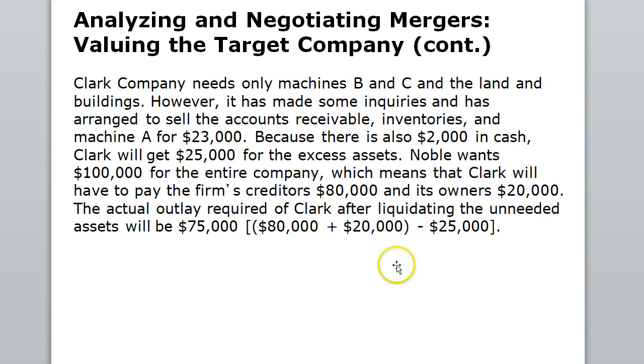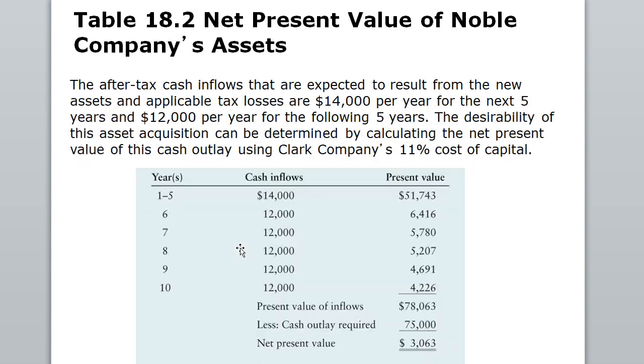And its owners, 20,000. So the actual outlay of Clark after liquidating the unneeded assets will be 75,000, or 80,000 plus the 20,000, $80,000 of liabilities, $20,000 to the owners, minus the $20,000 to owners, minus the $25,000 of receiving in excess assets means the purchase price for machine A, machine B, and the land and building would be 75,000.